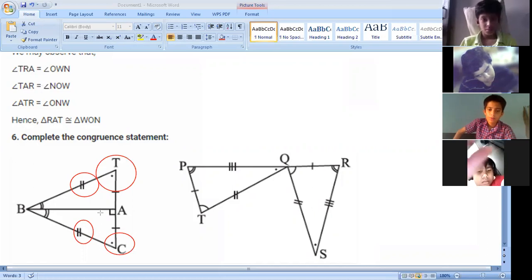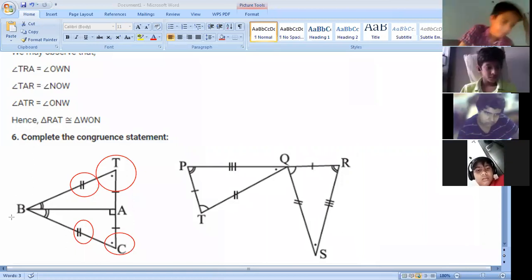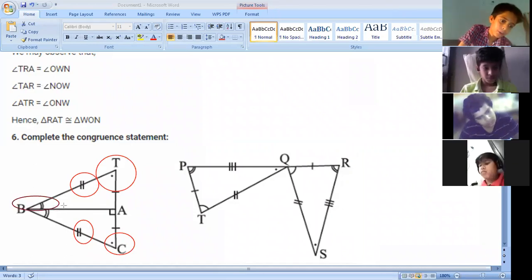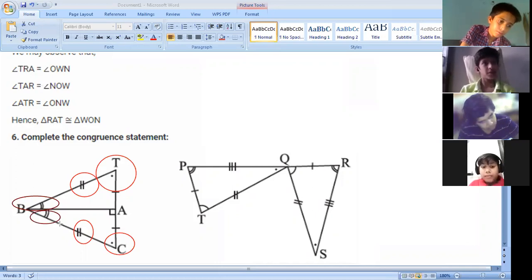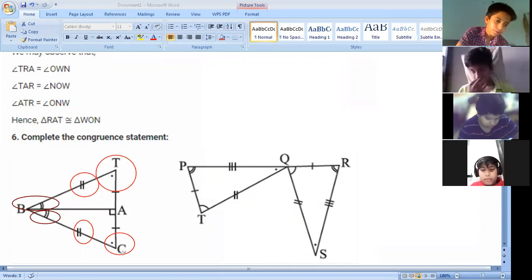Beta, I'm asking about these two triangles in the first figure. Two triangles are already there. See angle B in triangle TBA. Ma'am, BA is common. It's not common, beta. These are two triangles, TBA and ABC. Angle TBA is equal to angle ABC. See, two marks are given here. So angle TBA is equal to angle ABC.